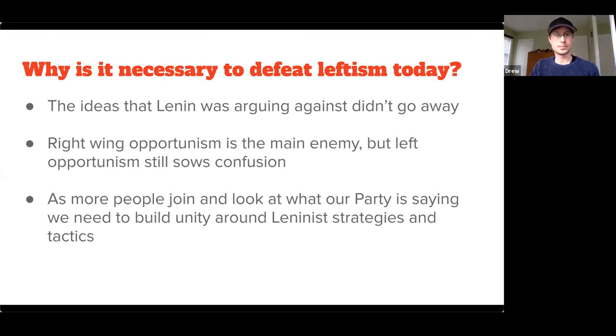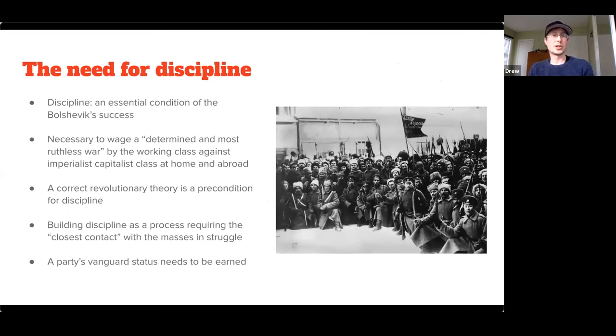Next slide. So, the need for discipline. This is based on the second chapter in the book, which is called "An Essential Condition of the Bolshevik Success." And for Lenin, the essential condition is discipline.